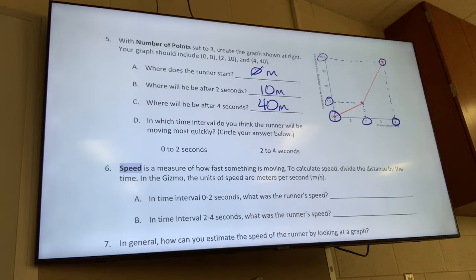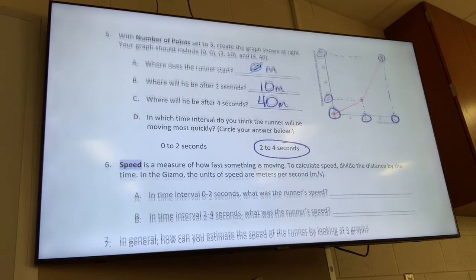Find the distance. Okay. What do you notice about the first half of the graph compared to the second half of the graph? In which time interval do you think the runner was moving most quickly? 2 to 4, right. And how would you know that? What about the line tells us that he's moving faster there? So what about this line tells us he's moving faster than this line? So because this line's steeper, we know that he was moving faster.